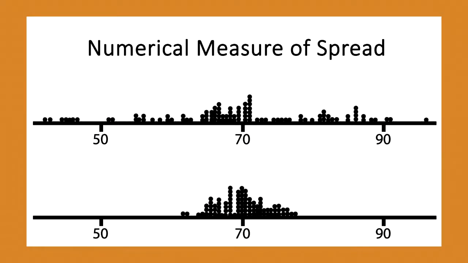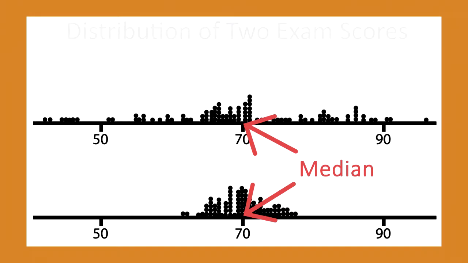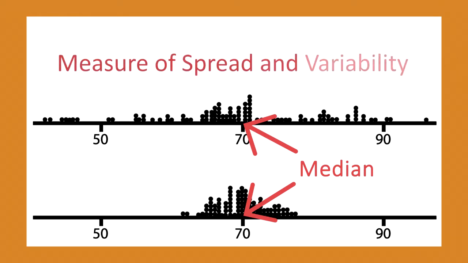Our goal here is to describe the distribution. How would you describe these 2 distributions of exam scores? Both distributions are centered at 70. The mean of both distributions is approximately 70. But the distributions are really quite different. The first distribution has much larger variability in scores compared to the second one. In order to describe a distribution, we need to supplement the graphical display not only with a measure of center, but also with a measure of the variability or spread of the distribution.